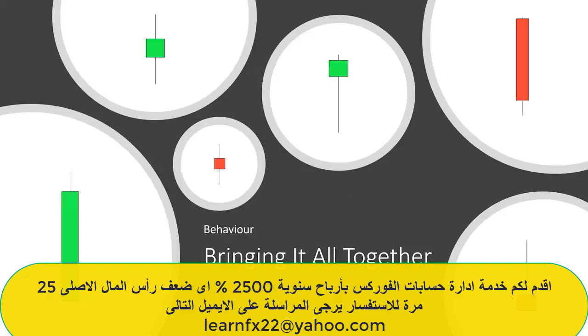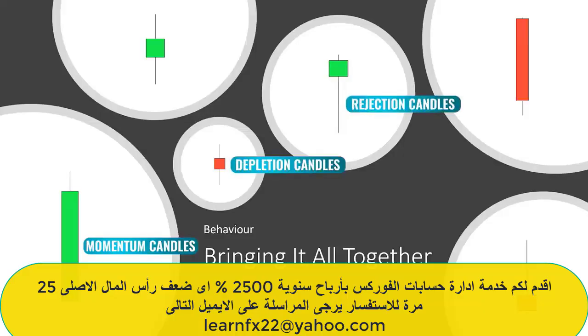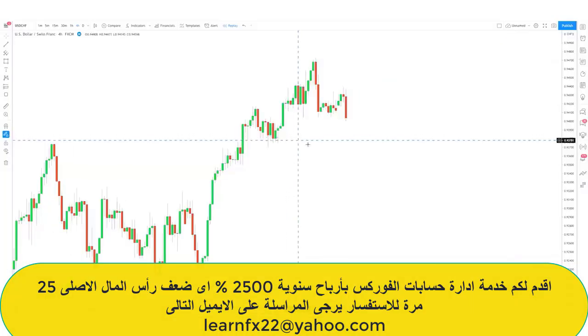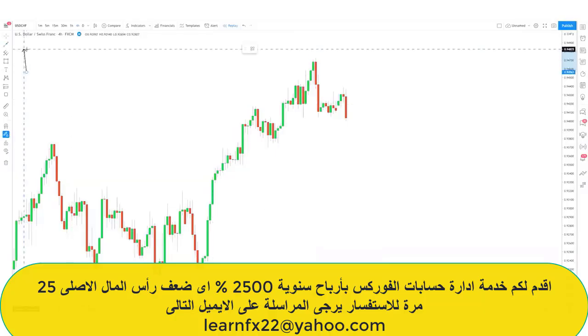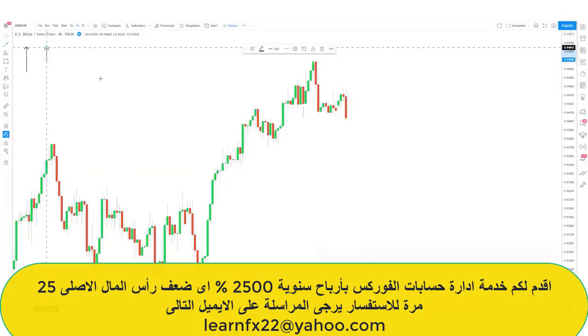And this is all you need: your momentum candles, your depletion candles, and your wick rejection candles. So let's take a look at three examples of how you can start to use this in the markets. Okay, traders, so the first example we're going to take a look at today, just bringing everything together before we wrap up, is US dollar, Swiss franc.